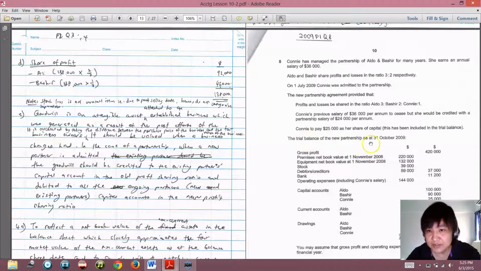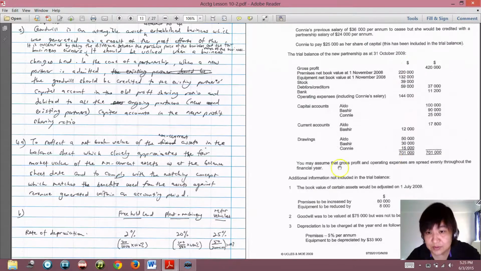Okay, this one is the trial balance of the new partnership at 31 October 2009. The trial balance as at, that means this is the new partnership as at 31 October 2009. Okay, then now you may assume gross profit and operating expenses are spread evenly throughout the financial year. Additional information not included in the trial balance: book value of certain assets would be adjusted on 1 July 2009.